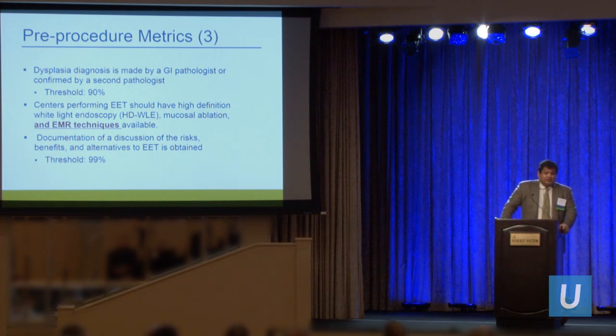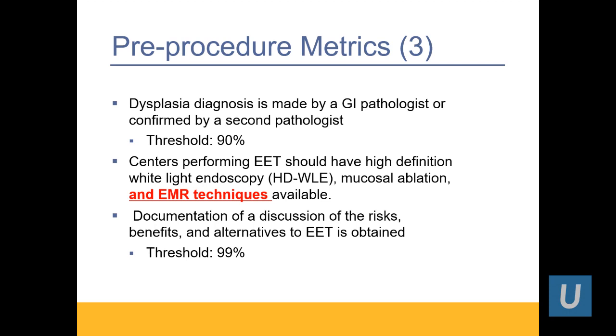You should be confirming dysplasia at least 90% of the time before you start. Number 2, and this is the big one, any center that performs eradication therapy should have high-definition white light endoscopy, ablation techniques, and be able to perform EMR, okay?